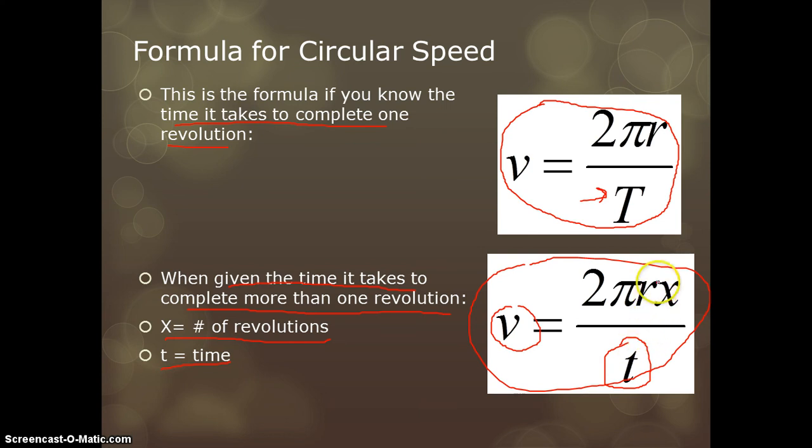I will make it available to you, but in effect, what you're doing by dividing the number of revolutions by the time it takes is you're calculating the period. So this formula is really the same as this formula, and you can always use this one if you want. It's just that if you have this information, the first thing you need to do is calculate the period and plug that period into here. In effect, that is what you're doing with this equation all in one step. I hope that makes sense. 2 pi r x divided by t, lowercase t.